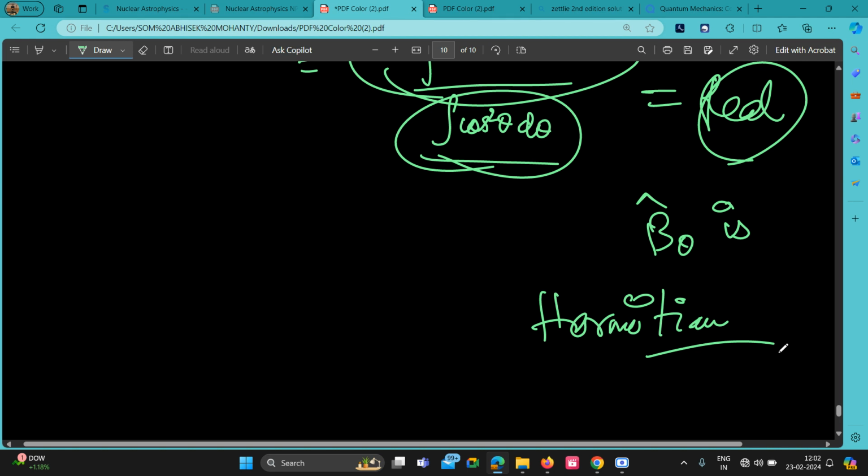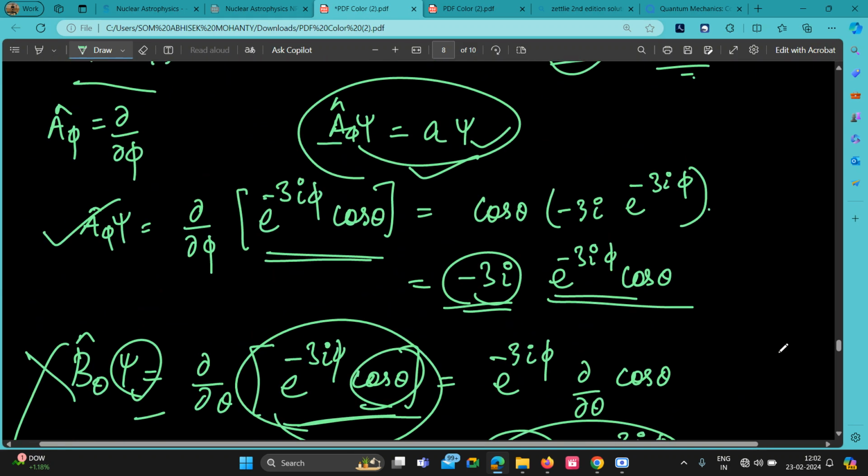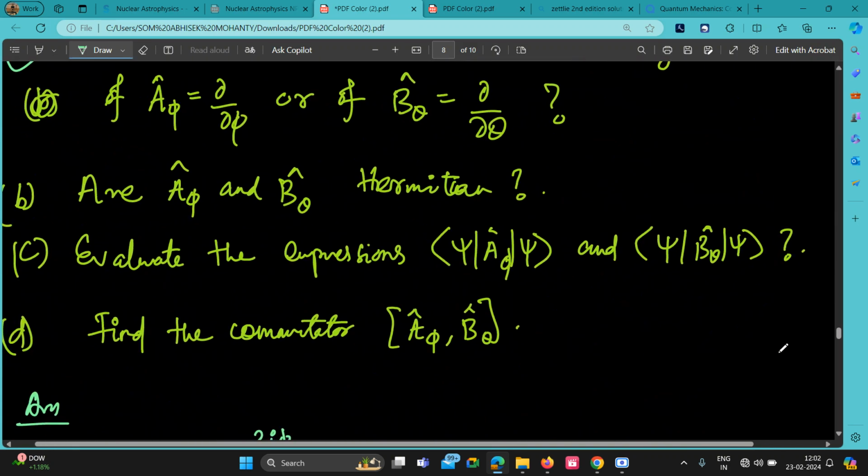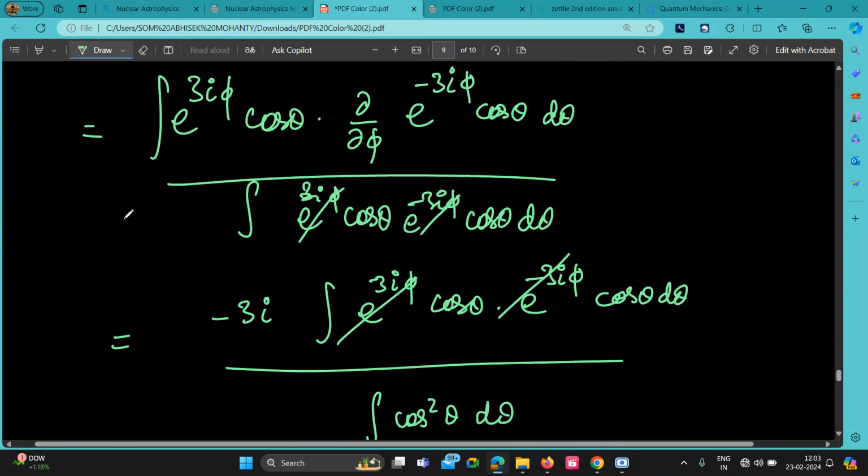Next. What is the next part in this question? Evaluate the expressions psi A phi psi. We just did it. So now find the commutator of A phi and B theta. Okay, let's do this one. A phi B theta.